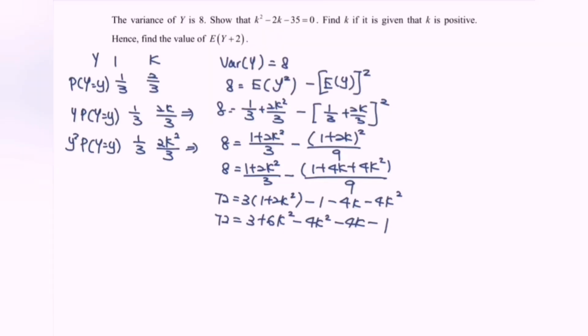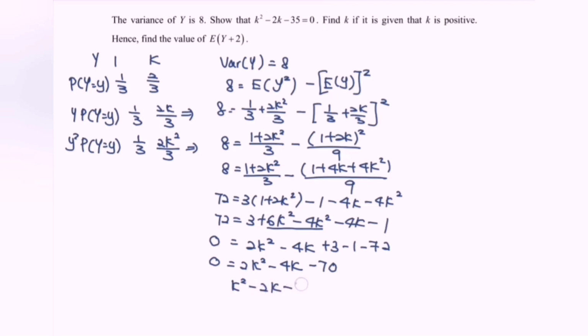So rearrange the situation, where we have 2k squared minus 4k plus 3 minus 1 minus 72 equals 0. So we will have 2k squared minus 4k minus 70 equals to 0. Divide by 2. So we will have k squared minus 2k minus 35 is equals to 0. And we already shown the situation.